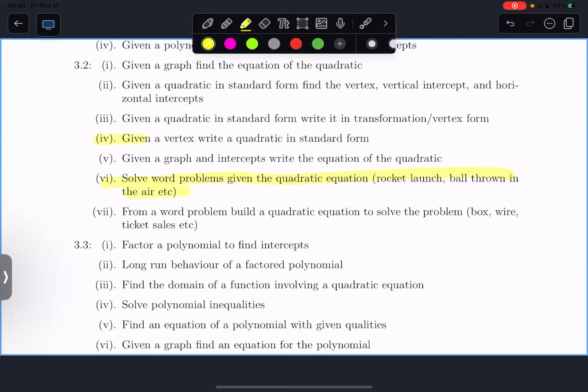I would like to have one of these. Given the vertex, write it in standard form. Standard form is ax squared plus bx plus c. Right? So you've got that vertex form and the standard form, and this is where you'd need to get comfortable with your formula sheet, it's sort of on here a little bit. It's inside the completing the square bit for part 3 of the polynomial formulae.